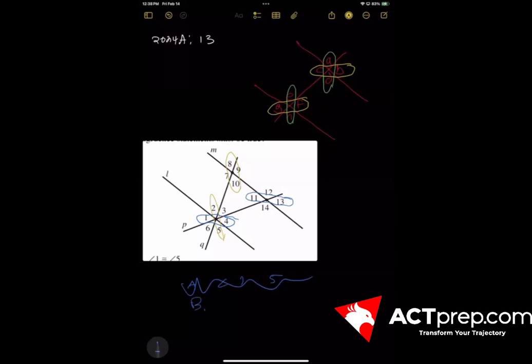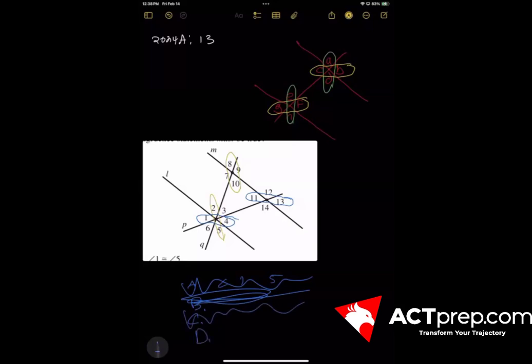For B, it's saying angles 2 and 1, and 2 and 1 do not need to be the same. And we could move Q and it would not impact 1, but it would impact the size of 2. So those don't have to be the same. For C, it's saying 3 and 10. And 3 and 10 obviously aren't in our circled ones, but we could move line P to make 3 bigger or smaller without impacting 10, so they don't have to be the same.